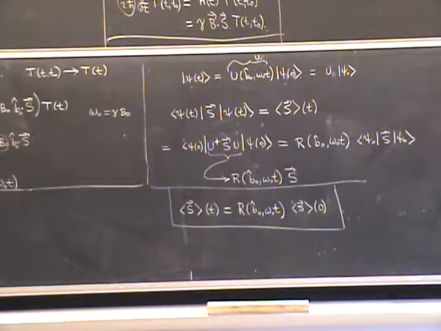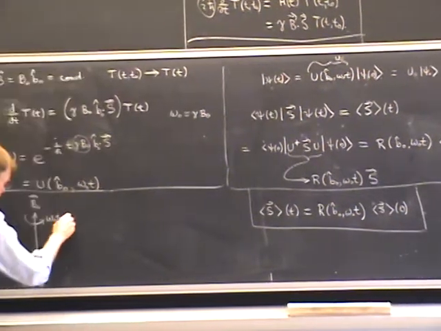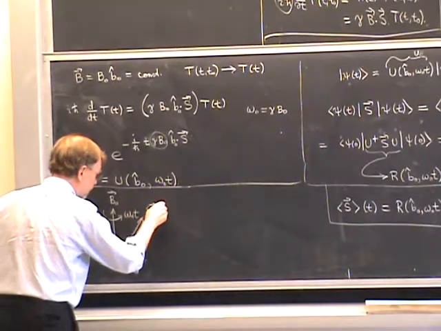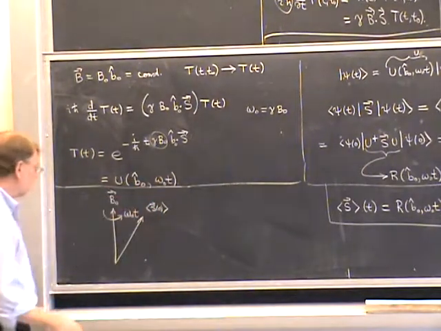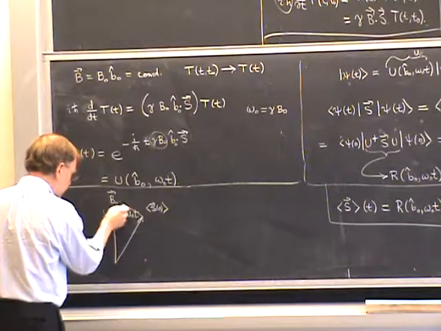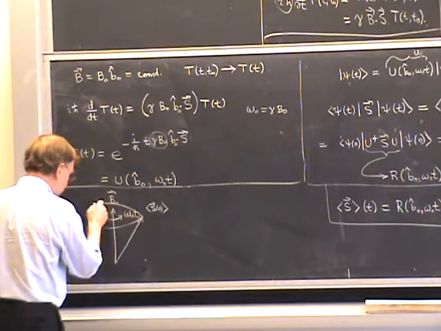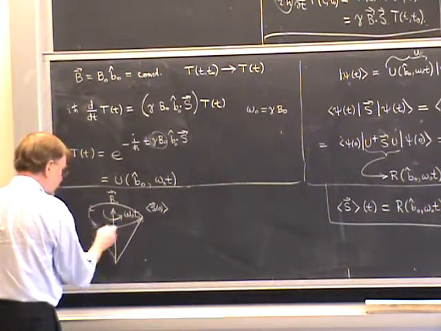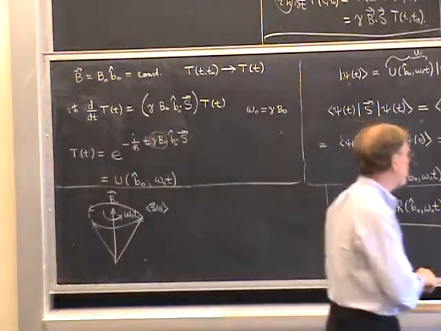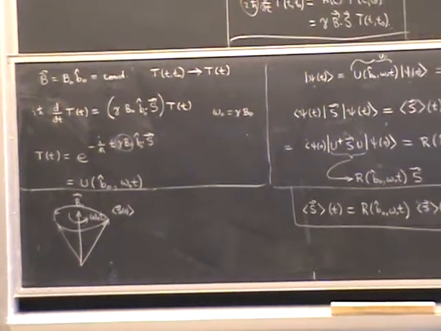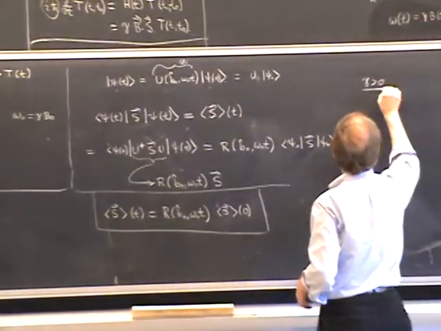And what this shows is that if your initial expectation value of spin is some vector pointing off in some direction like this, then the effect of solving the Schrodinger equation is that this thing goes around, sweeps out a cone like this, moving in a counterclockwise direction. The direction is counterclockwise if gamma is positive.